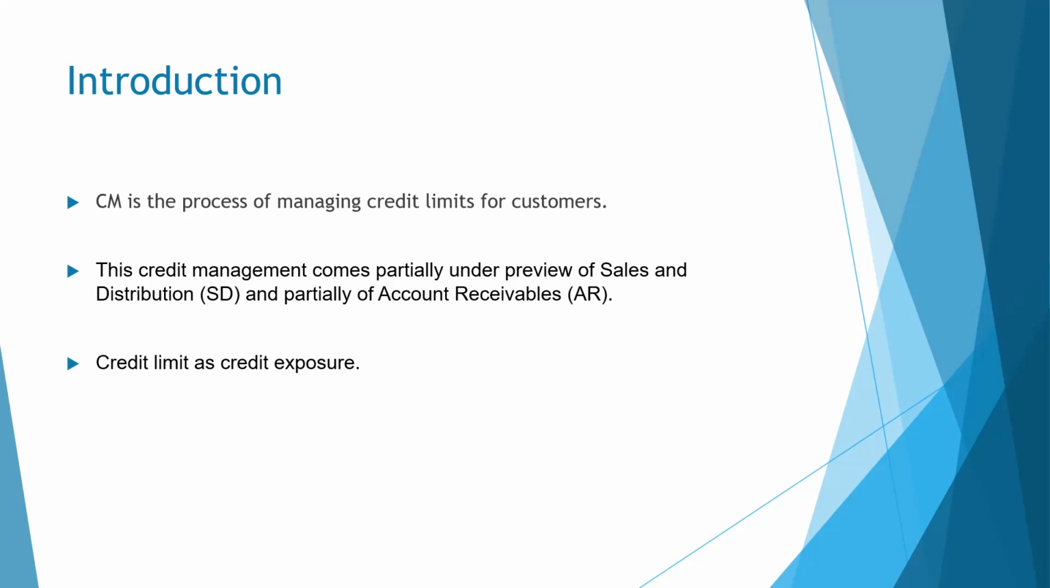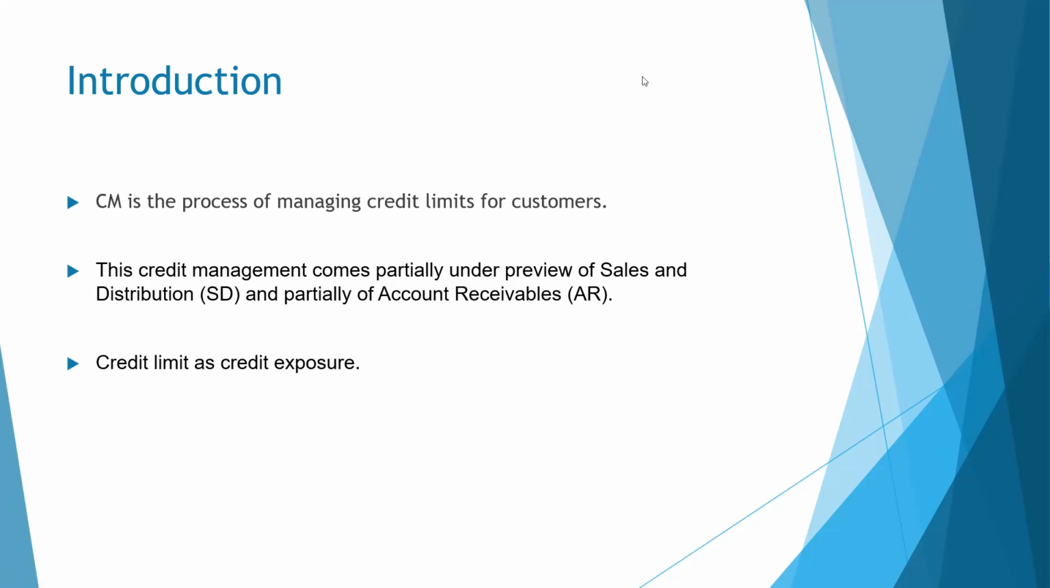Credit management comes partially under the purview of sales and distribution and partially under accounts receivable. Why is it in sales and distribution, and why is it in accounts receivable of the FICO module? The credit limit which you give to your customer will be saved as a credit exposure. What is this credit exposure? Credit management has its own terminology. It's not complex, it's not rocket science that we are going to break down today in this introduction.